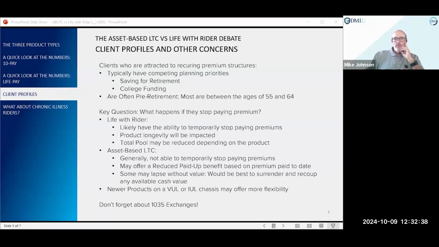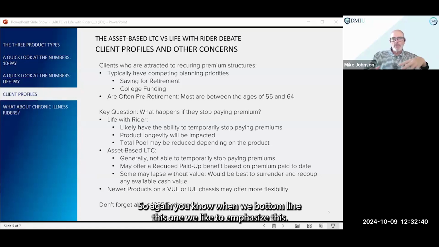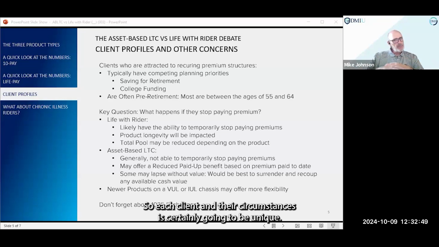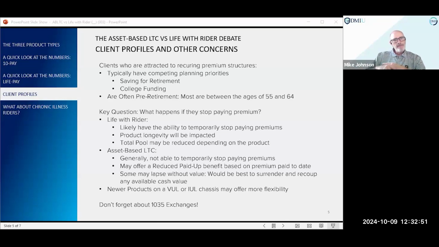So again, remember, this is a great opportunity to take advantage of this and really leverage that long-term care dollar even further. So again, when we bottom line this, when we like to emphasize this, there's never a one-size-fits-all approach to your extended care planning. So each client and their circumstances is certainly going to be unique. Now, you have the ability to offer that unique solution that suits your client's needs best. A lot of great content that we've shared with you so far here, but I wanted to pause again. Any questions?